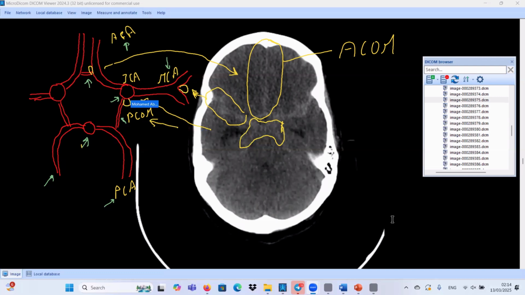here. This is the most common site for PCOM, at the junction between the posterior communicating artery and the internal carotid artery. Also, the basilar tip can be one of the commonest sites.